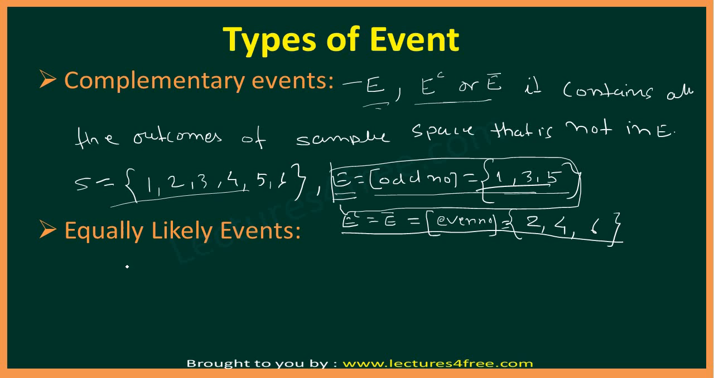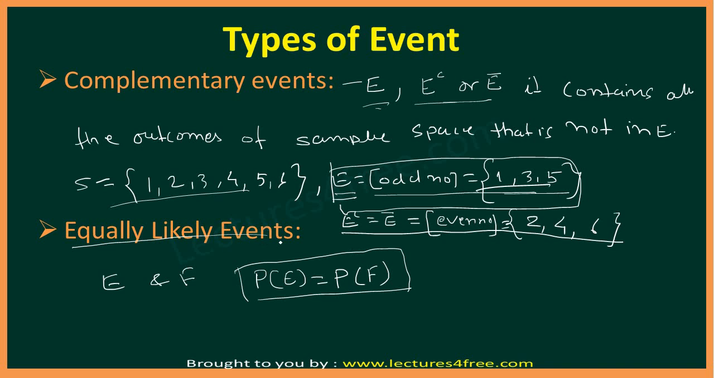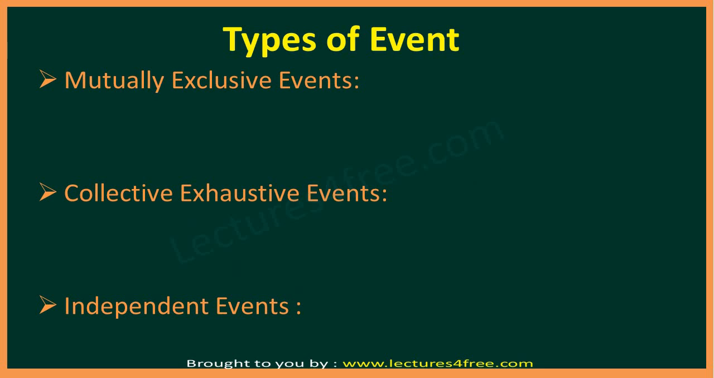Now let's see equally likely events. Two events E and F are said to be equally likely if their probabilities are equal. It means the probability of E is equal to the probability of F, then we can call them equally likely events. We haven't seen the main definition of probability, we will see it later, but for now we can understand this. If their probabilities are equal, then they are known as equally likely events. So let's move further.